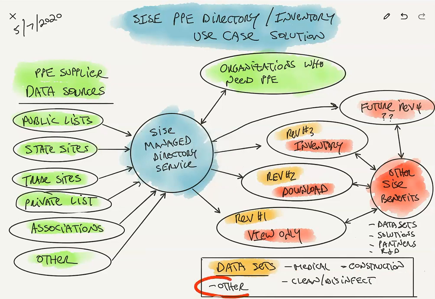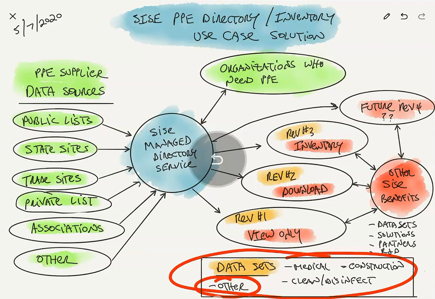And then there's going to be a number of other things in the future. We don't even know what they are. So the SISE is going to do this. It's going to aggregate the data and vet that data to make sure it's a valid supplier.